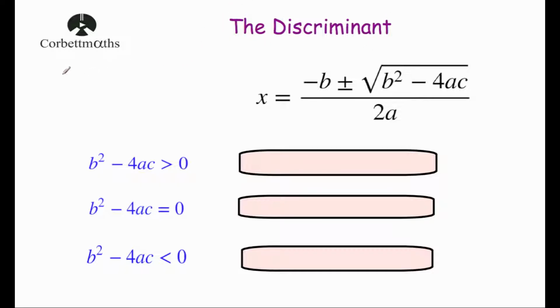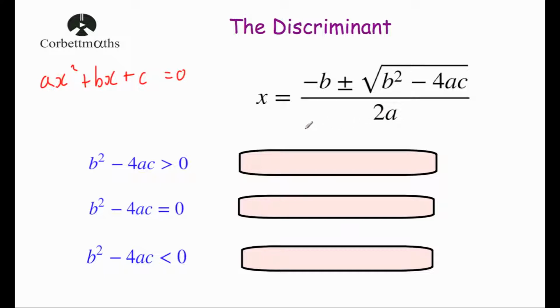So if we have a quadratic equation, something in the form ax squared plus bx plus c equals 0, one way in which we could solve it is to use the quadratic formula, which is of course x equals negative b plus or minus the square root of b squared minus 4ac all over 2a.